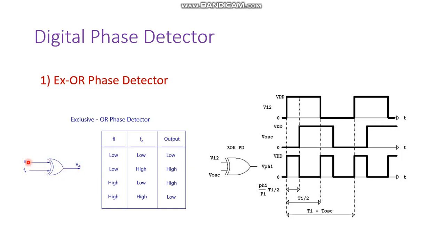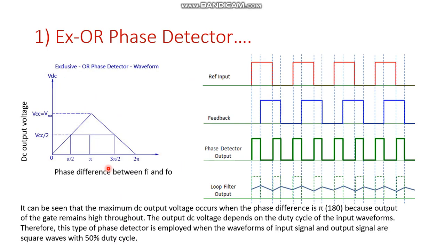Let's say one of the inputs is an input frequency and the other is the frequency of a VCO. From the truth table we can understand when there is a low-high or high-low, the output will be high, and otherwise it will be low. So if these two frequencies differ in phase, a high will be produced. When both the levels are the same, it will be indicated by low. In this way the XOR phase detector works.